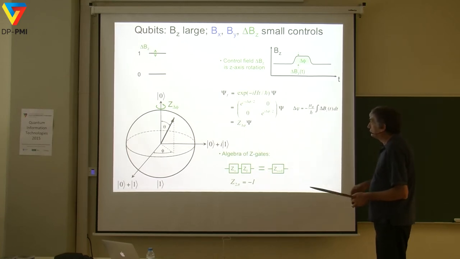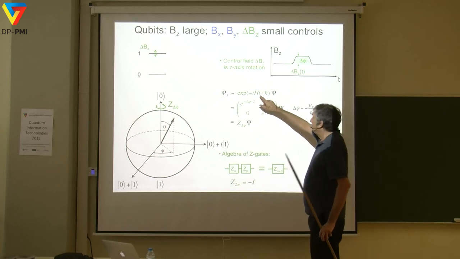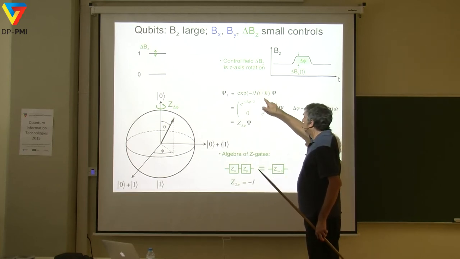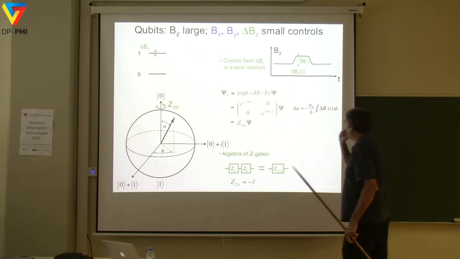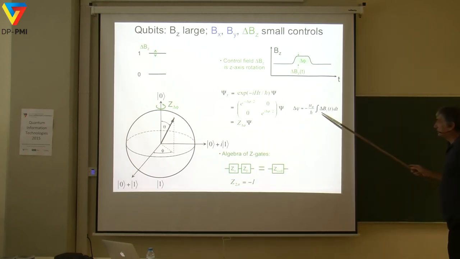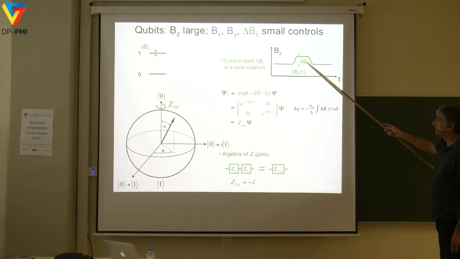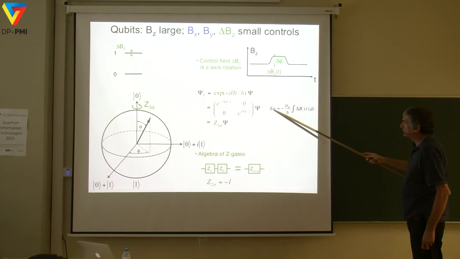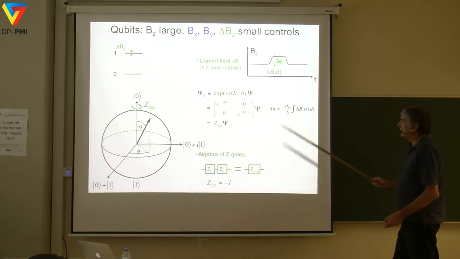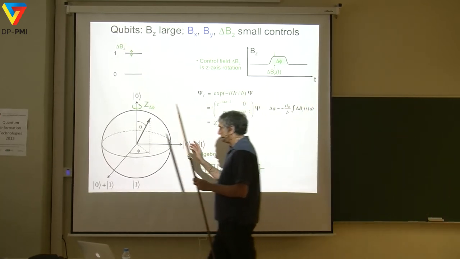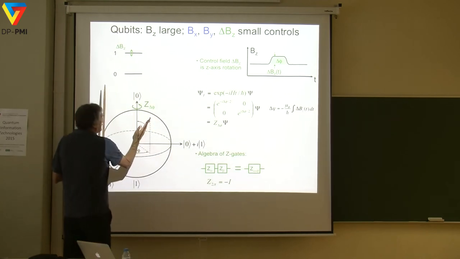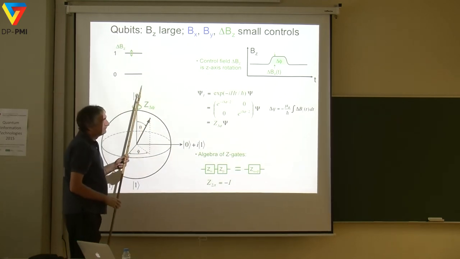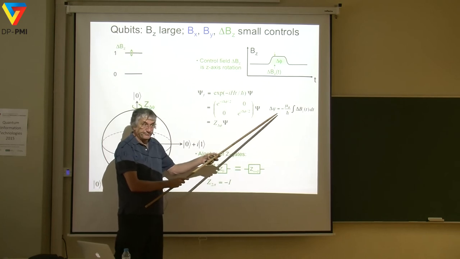So all you have to do is just compute what is the phase accumulated by this little B field here. That phase is just delta BZ integrated with time, just the area under this, in units of H bar. So it's going to pick up some phase. That means after this blip, instead of this going here, it's going to be at some other angle where it picked up some phase as calculated by that.